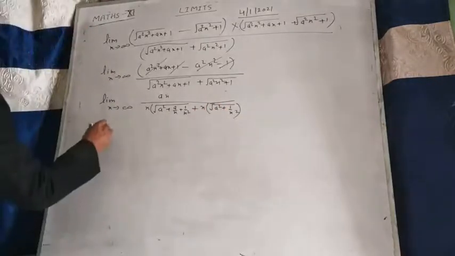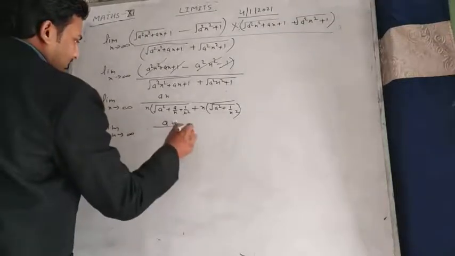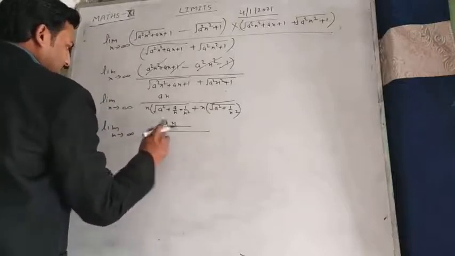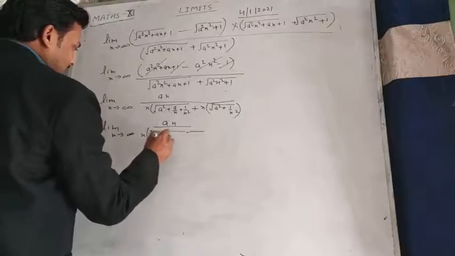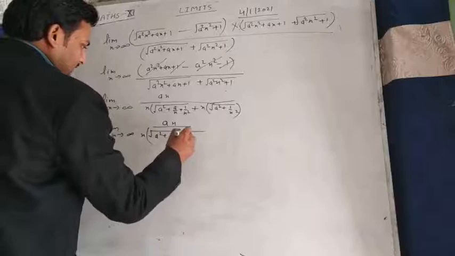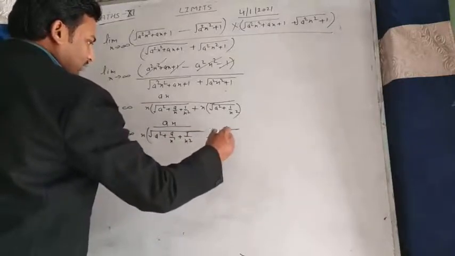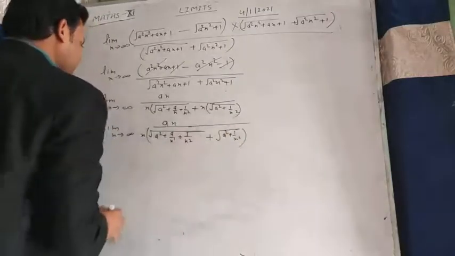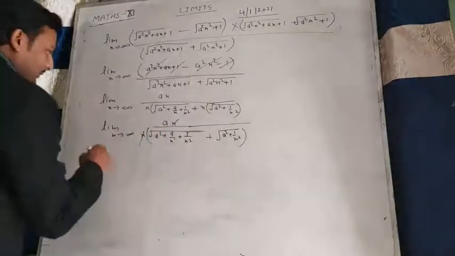Now limit x tends to infinity. Students, we are taking x common, so we get x times under root a square plus a by x plus 1 by x square, plus under root a square plus 1 by x square. Okay students, now we see that this x and x will cancel.